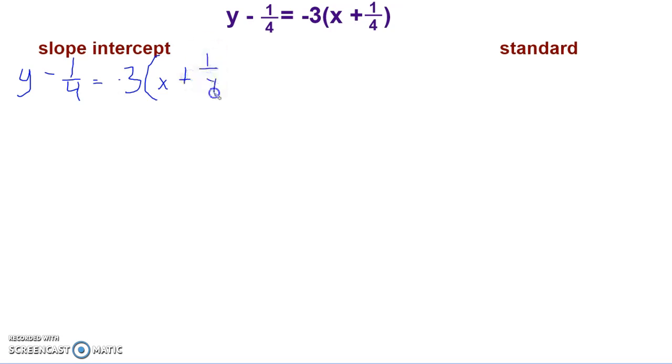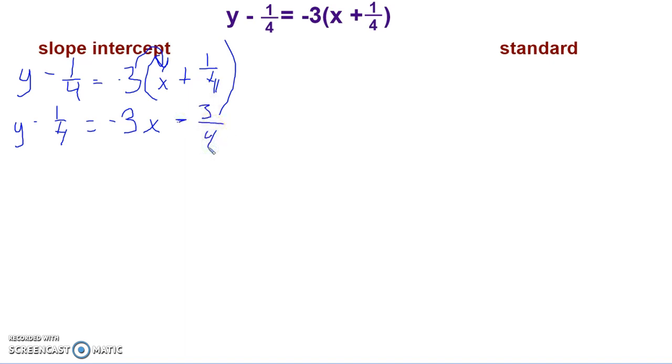So, just like we did in the past two examples, we're going to distribute this negative 3 across. So we're going to end up with y minus 1/4 is equal to negative 3 times x. So we're going to get a negative 3x. And then negative 3 times 1/4. So we're going to get a negative 3/4.